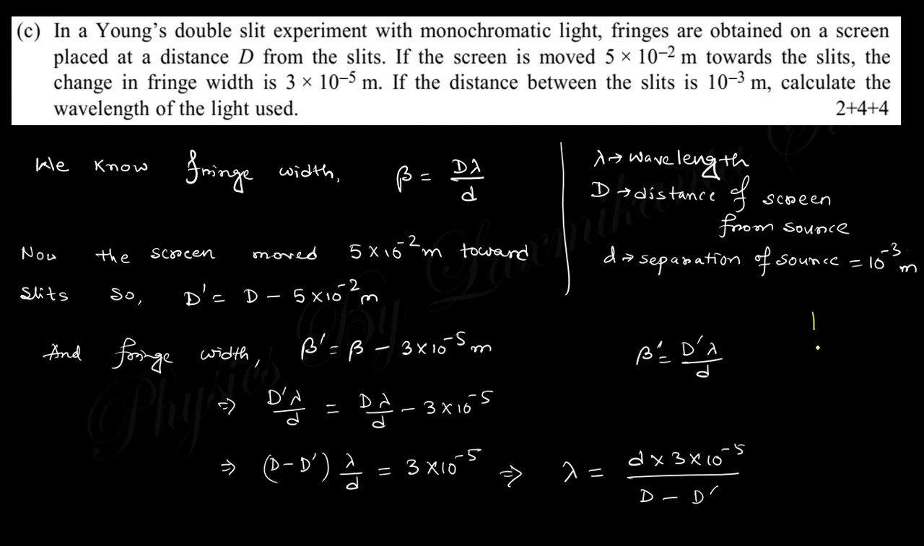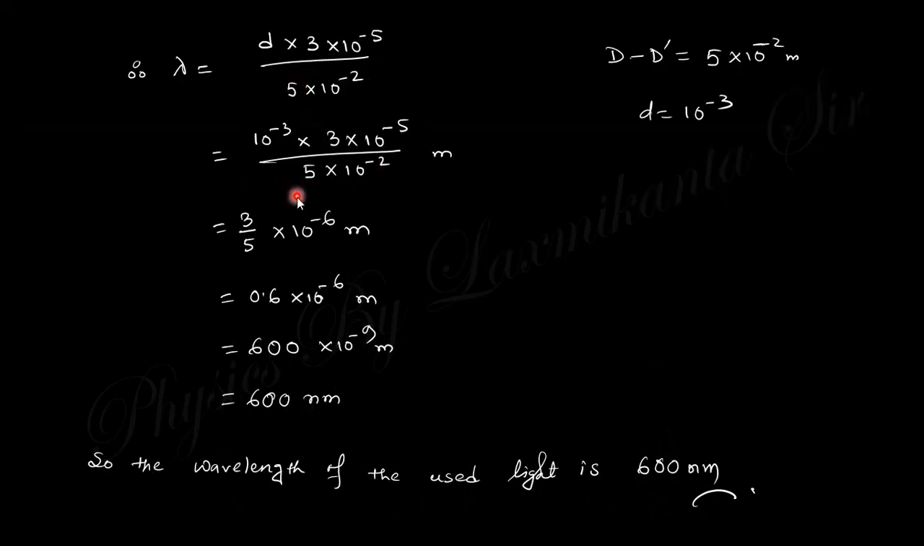You remember this picture. These are the two slits, and this one is capital D, and this one is small d, and lambda is the wavelength. Now this D changes to D prime, and beta changes like that. So put these values and rearranging them, you get lambda equals like that. Putting the values of D, small d, D prime, finally you get the wavelength as 600 nanometer. Okay, follow this calculation.